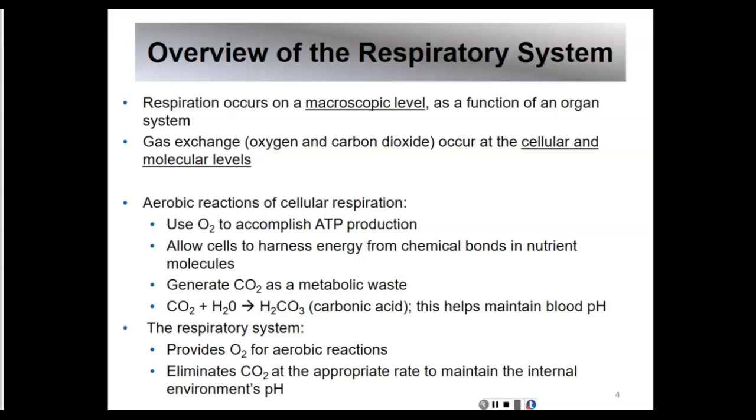Aerobic reactions of cellular respiration use oxygen to make ATP. It allows the cells to produce energy from bonds in nutrient molecules. So it will also generate carbon dioxide as waste. Usually carbon dioxide plus water makes carbonic acid, which is very important in your body to maintain your blood pH. The respiratory system provides oxygen for aerobic reactions and eliminates carbon dioxide at appropriate rates to maintain internal environment pH.